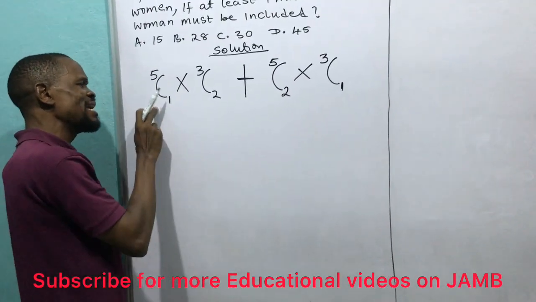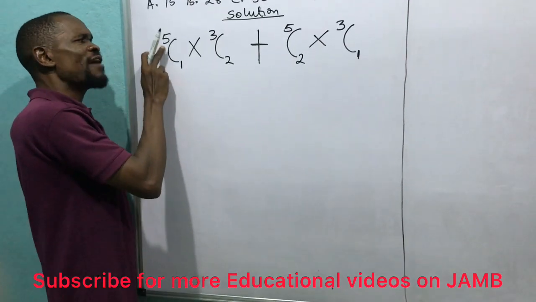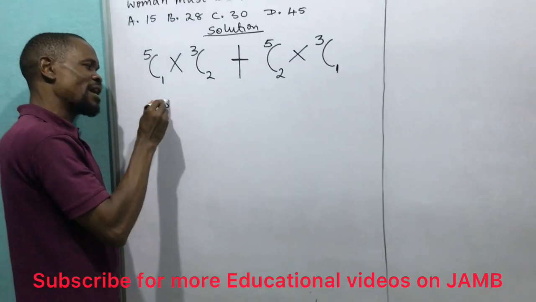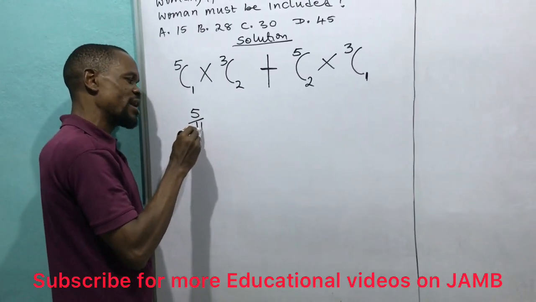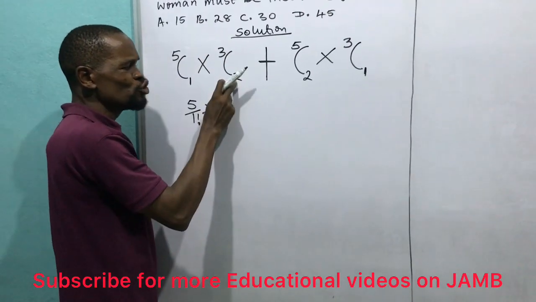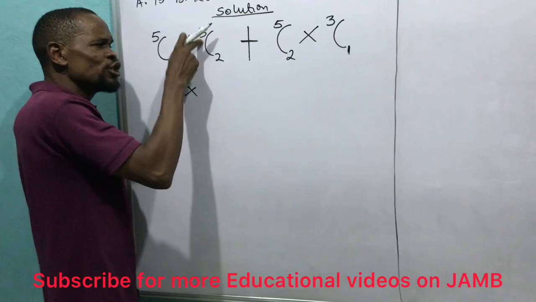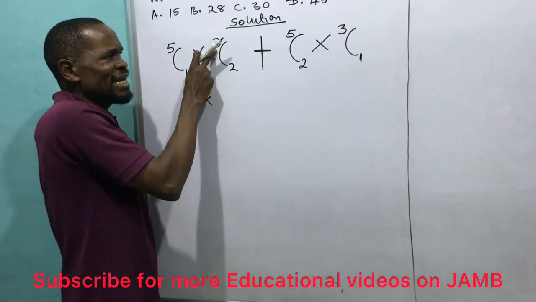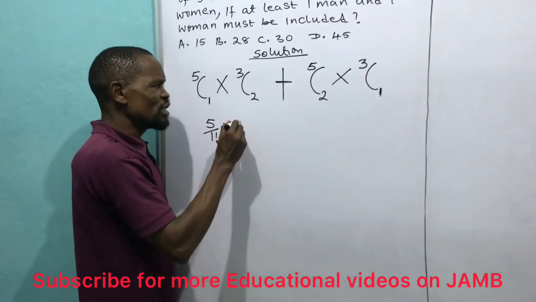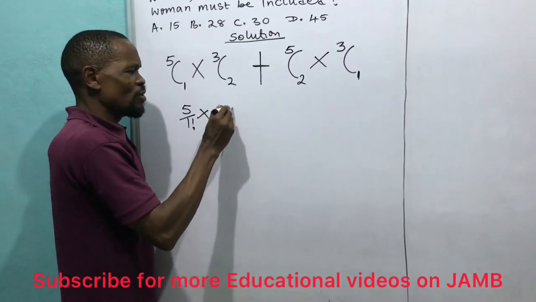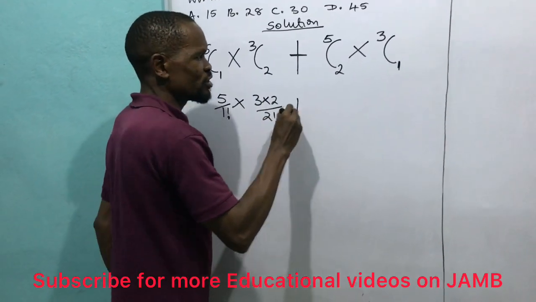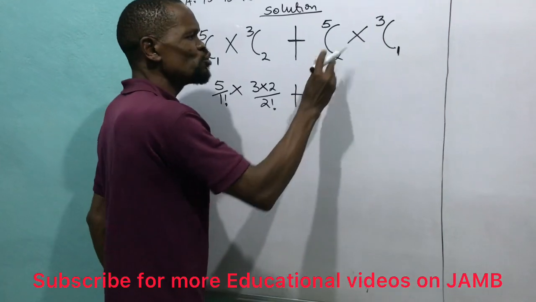Therefore, this 5 choosing 1 means 5 should go down by 1 over 1 factorial. That's what this thing means. Times, this one means 3 choosing 2, which means that 3 should go down by 2. And what does it mean? It means 3 times 2 all over 2 factorial, plus 5 choosing 2 means 5 should go down by 2.